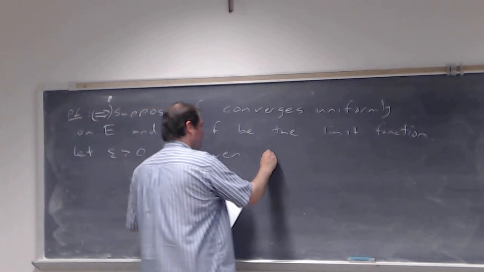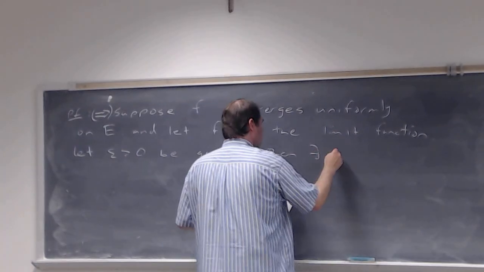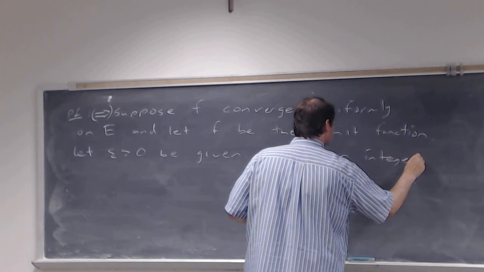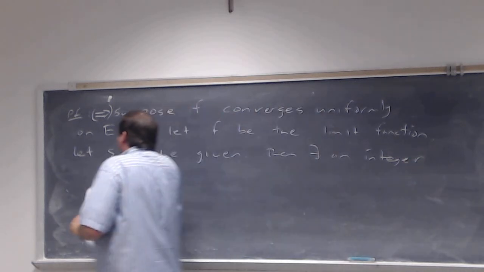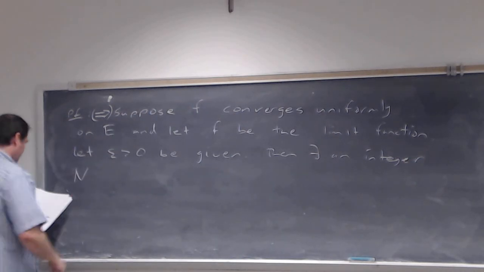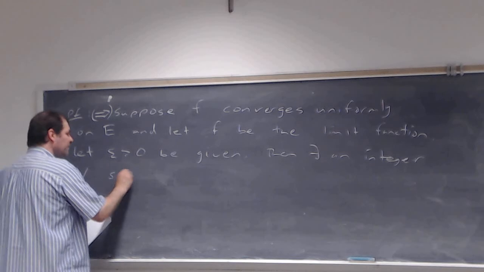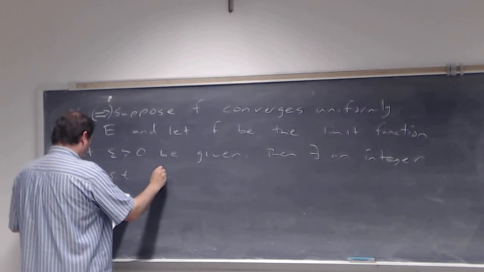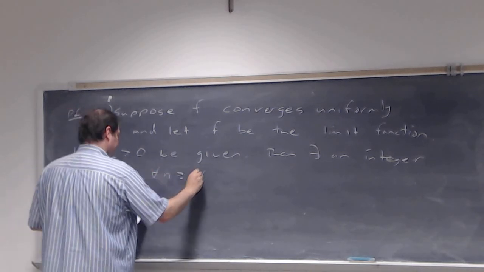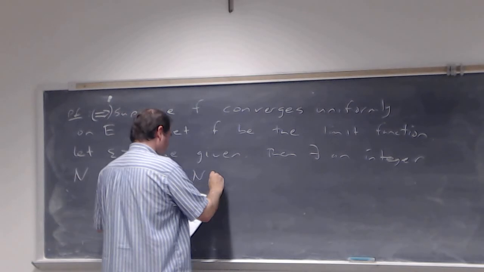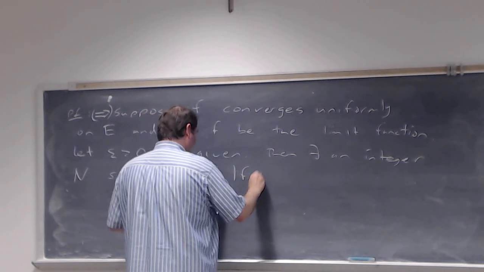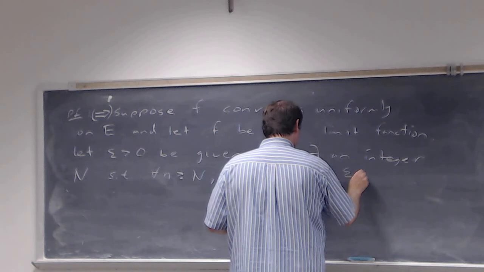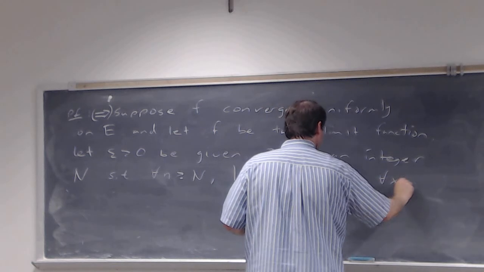Then there exists an integer big N such that, from the definition of converging uniformly, for all n greater than or equal to this big N, the norm of f sub n of x minus f of x will be less than or equal to epsilon over 2, and that's true for all x element of E.